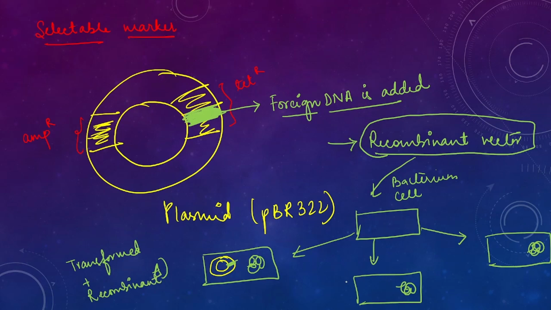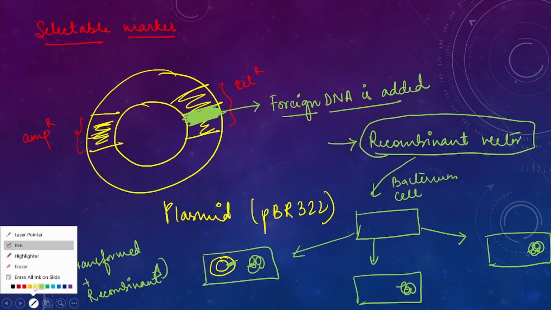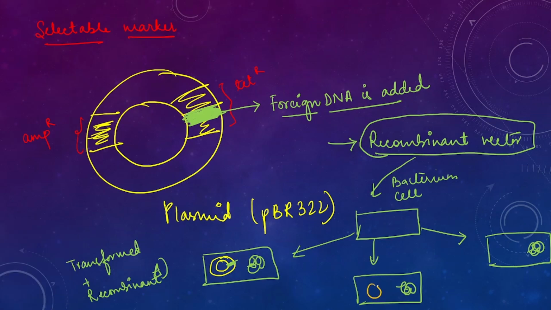Here what is happening? The cell is transformed but non-recombinant. Why are we calling it non-recombinant? Because the new gene is missing. This green gene here is missing. We call it non-recombinant because the gene which I have shown in the green color was the foreign gene, and here it is not added. Transformed means this plasmid only is inserted but the gene is not added. So we call it transformed, non-recombinant.